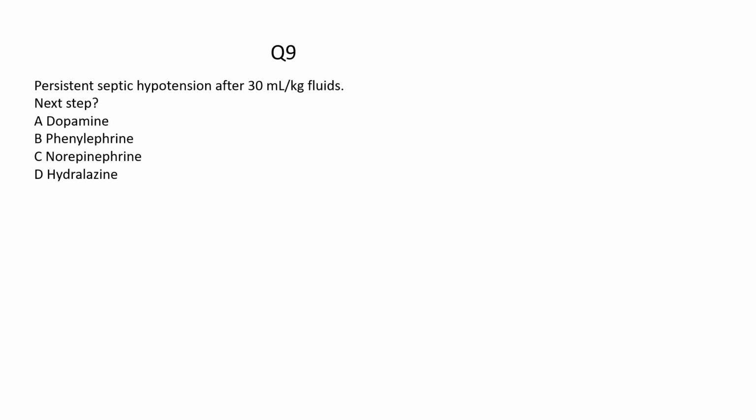So you have a persistently septic hypotensive patient, even after 30 mL/kg, which is the recommended fluid resuscitation for septic shock. What's the next step? Obviously, you're going to start pressors, especially when you're having septic shock that's not responsive to fluids. But what's the first choice pressor? That will be choice C.